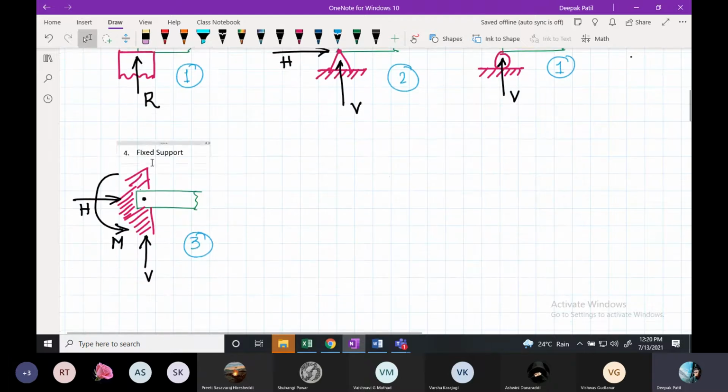Now, when I come to fixed support, the beam can neither move in a horizontal direction nor in a vertical direction. Also, the beam cannot rotate. I mean to say the beam cannot rotate in this fashion. The beam cannot rotate in this fashion.